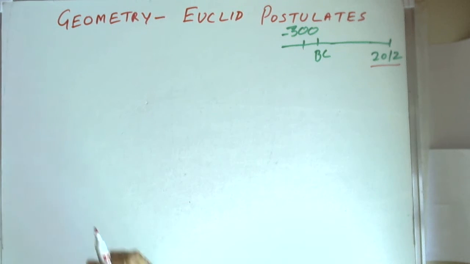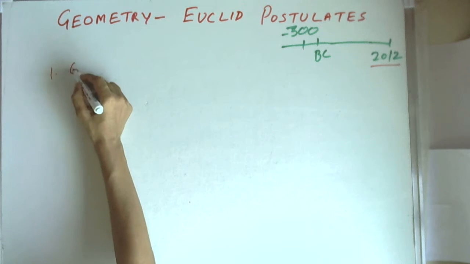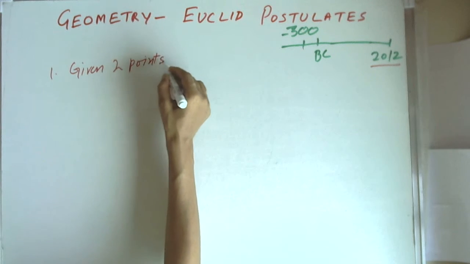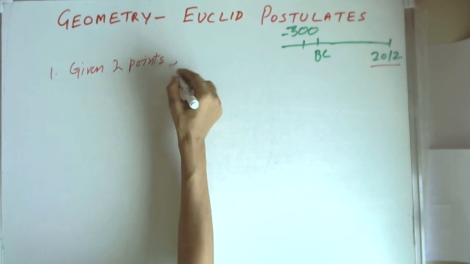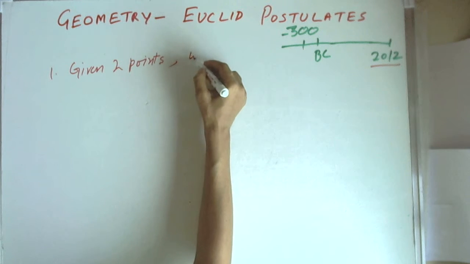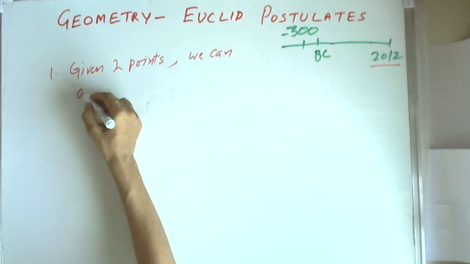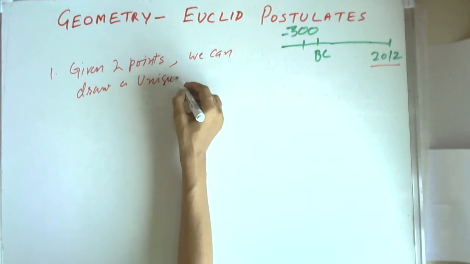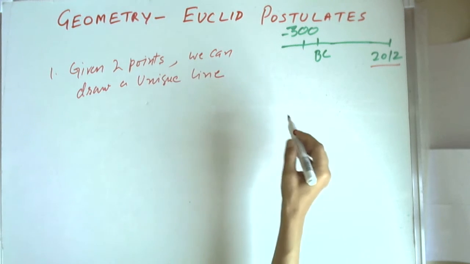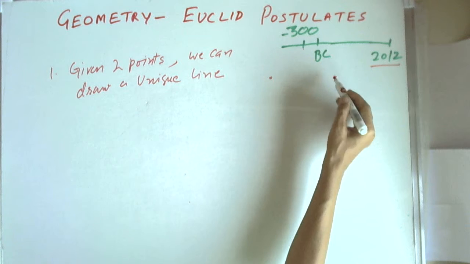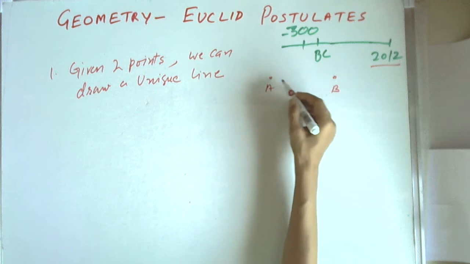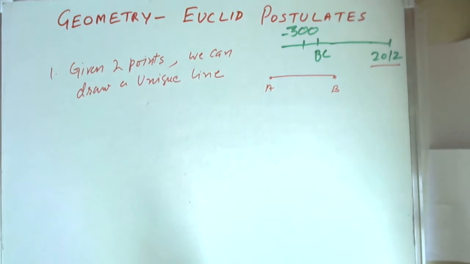The first postulate is that given 2 points, we can draw a unique line. So it means if these are the 2 points, we can always draw a unique line from these 2 points. There will be only one unique line. So this is the first postulate.